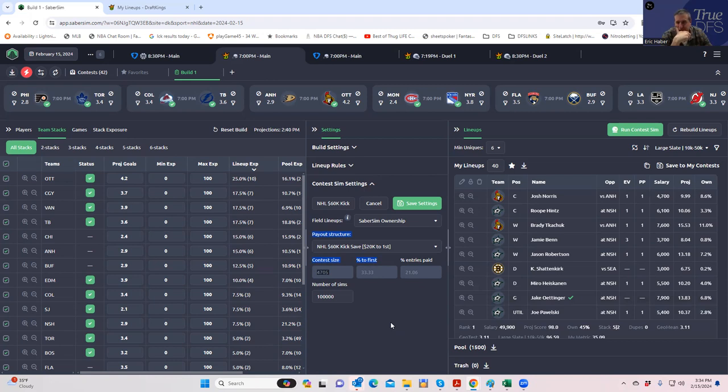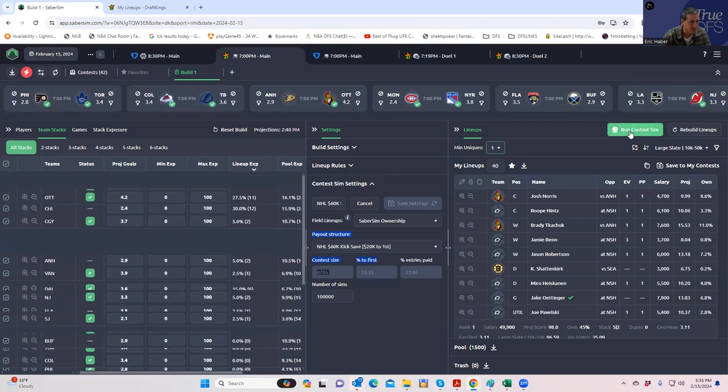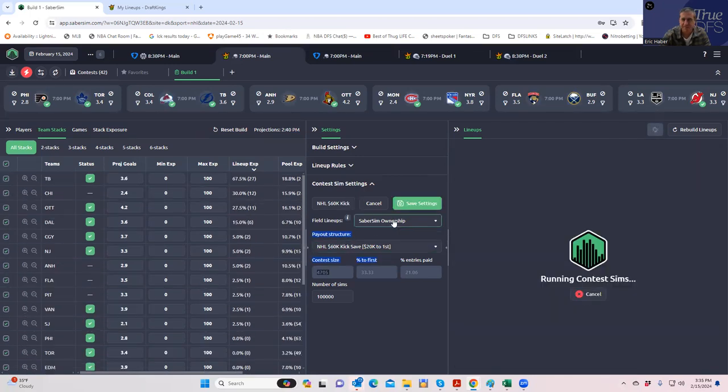Now, what that's doing is it's no longer applying your ownership. We've done our custom ownership projections, and now if we go to the contest sims, for the purposes of establishing a field, we're now presuming that SaberSim's ownerships are correct. And that's interesting, right? You can certainly do that, and I'll show you how to do that. It's sitting right here. So SaberSim Ownership. We ran the comp. Did we run it yet? Yes. So let's go back to Min Uniques 1. We'll run the contest sim. And then we will see what we get.